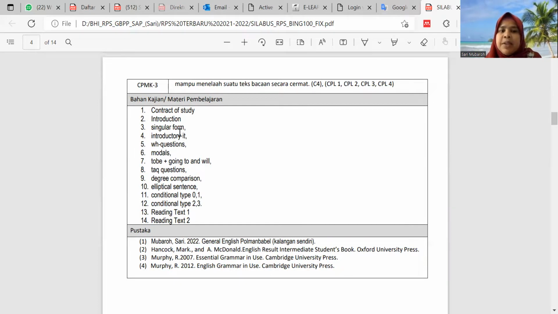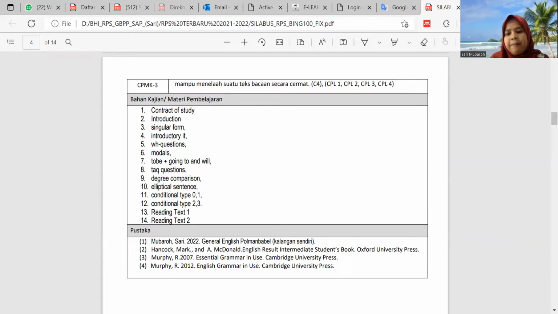Okay, the third about singular form. Fourth about introductory aid. Then WH questions. In the sixth, we are going to have modals. And 7, to be plus going to and will. It's about future tense. And the 8th material is tag questions. Then degree comparison, elliptical sentence, conditional type 0 and 1, conditional type 2 and 3, reading text 1 and reading text 2. Okay.